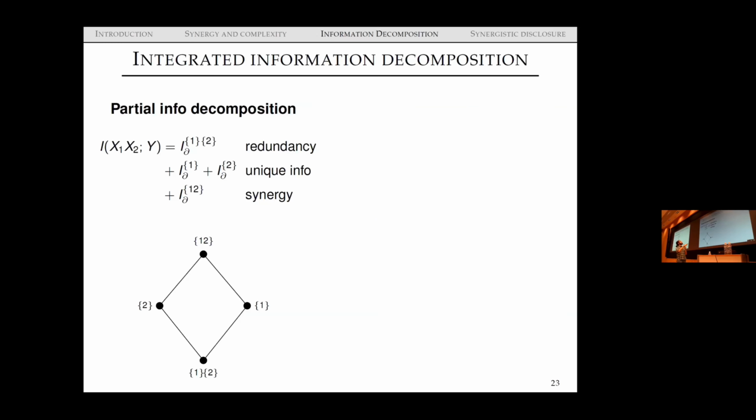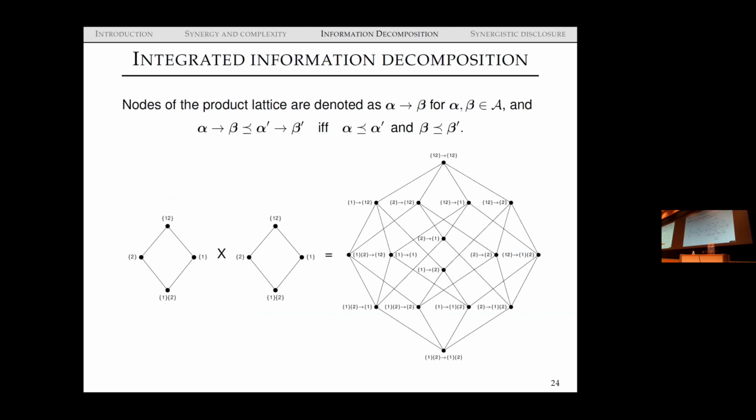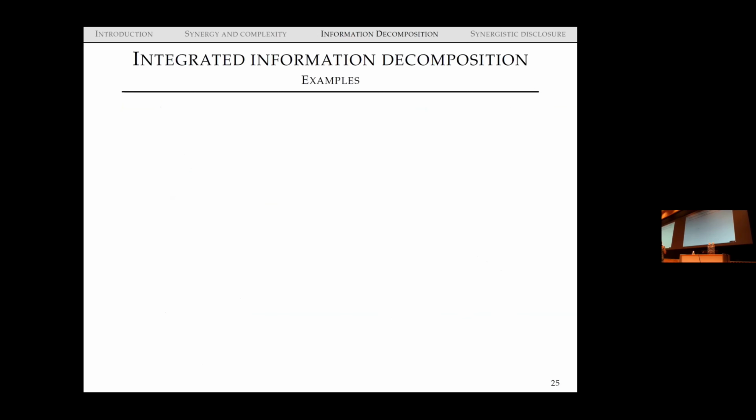How does this work exactly? Where in PID, we have this mutual information and we split this into this lattice. Now we're going to do the same thing, but we're going to have a bigger lattice that's basically the square. And now, before we had redundant, unique, and synergistic information, now we're going to have information that is redundant, unique, and synergistic in the past and in the future. Okay? So again, I don't want to dwell on the mathematical details too much, but it's basically just the Cartesian product of one PID with another PID. And now we can look at a few examples, hoping that will be slightly more intuitive.